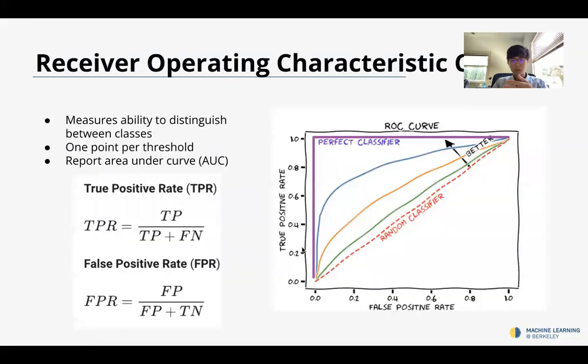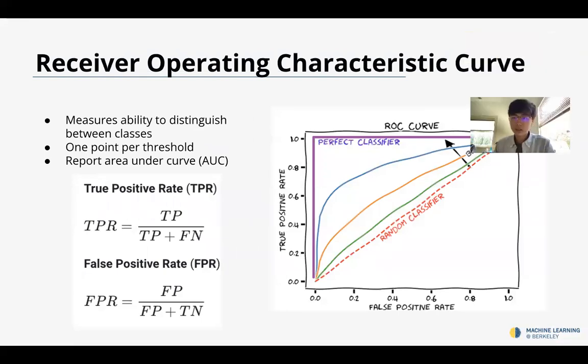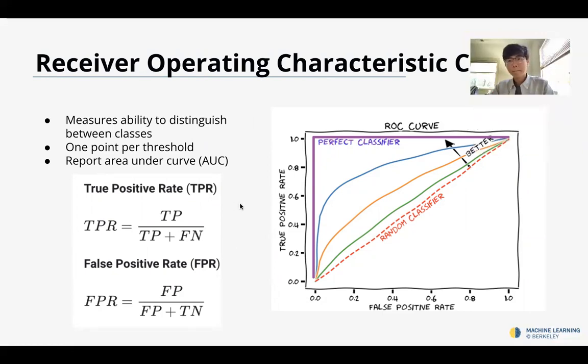And that's what brings us to the ROC AUC. ROC stands for Receiver Operating Characteristic Curve, and AUC just refers to area under curve. And let's first go over what this curve plots.